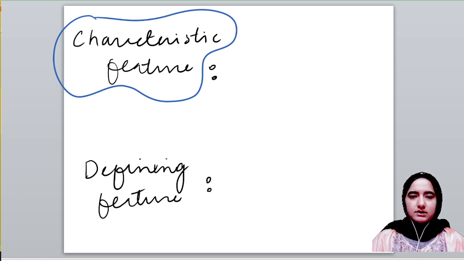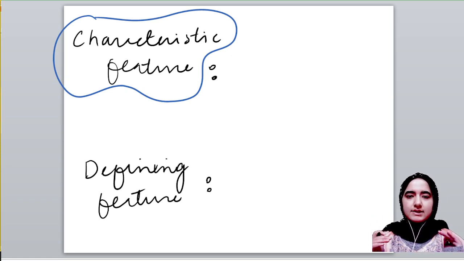Characteristic features are those features through which we can't define whether the entity in front of us is living or non-living. If we have to discuss whether the structure present in front of us is living or non-living, we won't consider characteristic features, because a characteristic feature might be present in exceptional cases as well.